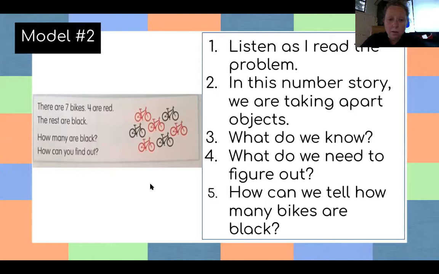We know that there are 7 bikes. What else do we know? We know there are 4 that are red. What do we need to figure out? We need to figure out how many of those 7 bikes are black. How can we tell how many bikes are black? Let me show you my thinking.